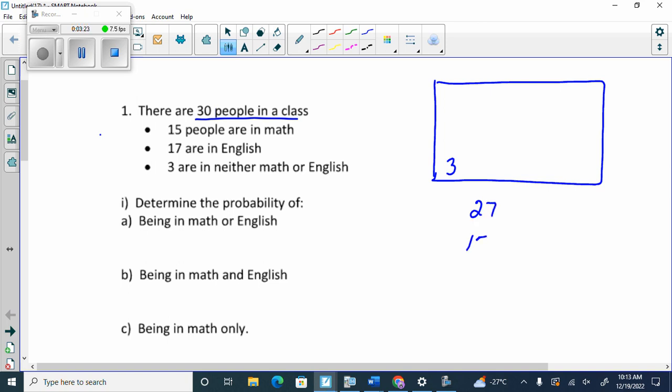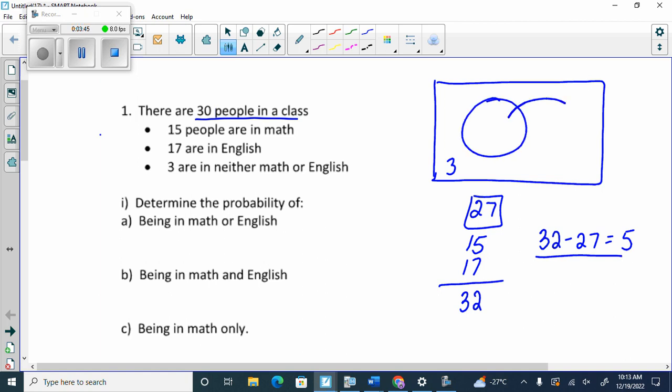15 put in tickets for math, 17 put in tickets for English. That totals to 32. But I only have 27 spots. We agree? So if I go 32 minus 27, I'm left with 5. Are these overlapped or not? Yes. So this is the in-between. So I go to my Venn diagram, and I draw an overlap, and I put a 5 in the middle, and I write this as math, and I write this as English.